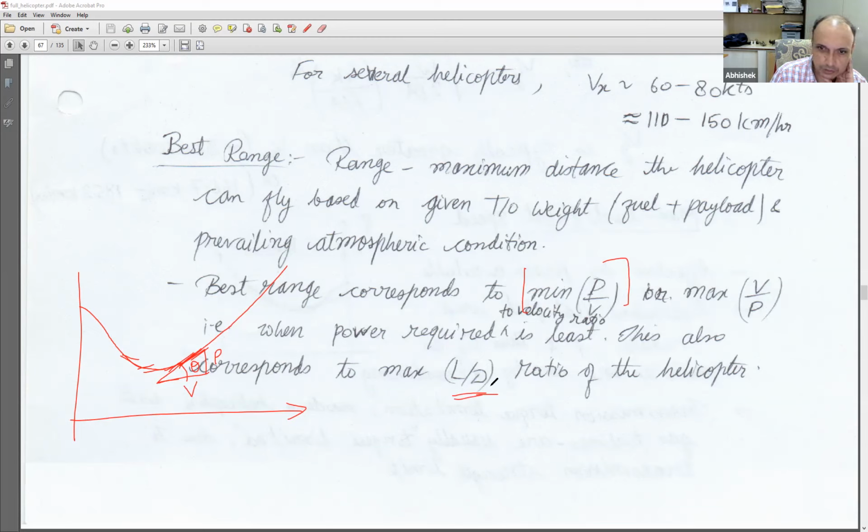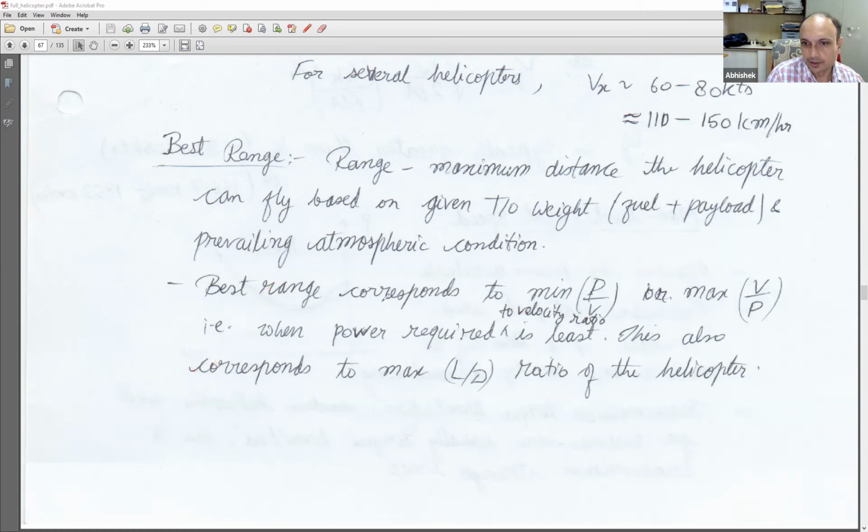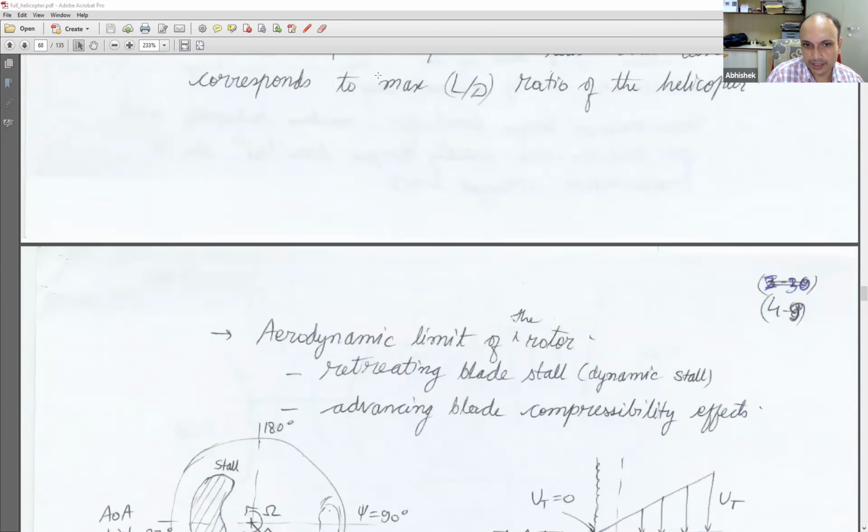So this also corresponds to the maximum L by D ratio of the helicopter, and the same applies to any aerial vehicle, right? Because in forward flight, even my helicopter actually behaves like an airplane with a circular wing. So let us see. We now go ahead and try to do the same thing for range.